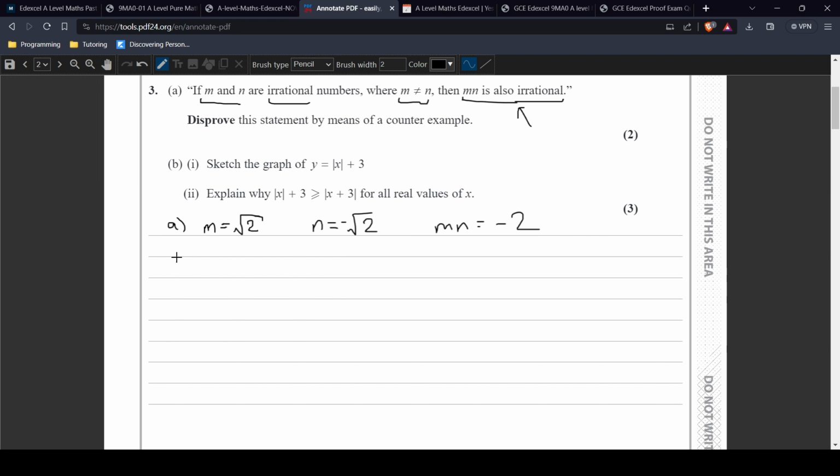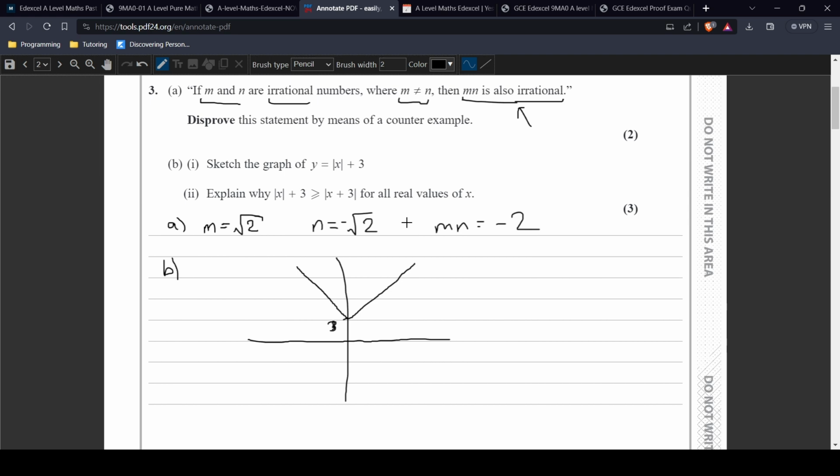Okay, now part B, we want to sketch the graph of y is equal to mod x plus 3. So the graph of mod x is just the sort of V shape, and we want to shift it upwards by 3. So we're going to take the normal modulus graph and we're going to shift it upwards by 3. So it will look something like this with y-intercept 3.